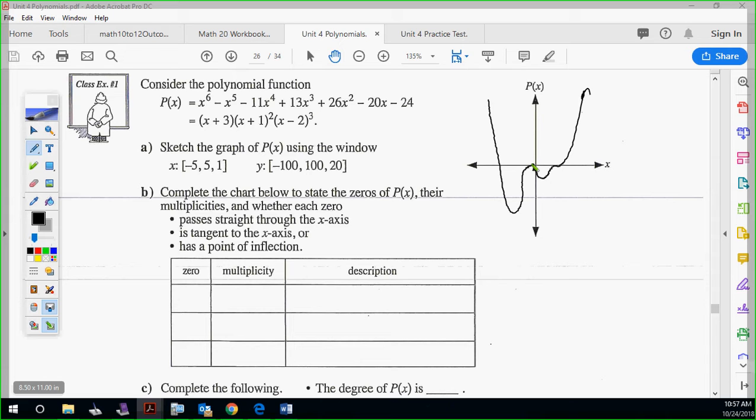Okay, complete the chart below. State the zeros of p of x, their multiplicities, and where each zero is. So zero number 1 we have is negative 3. I was looking at the wrong table. Say negative 3, good. And what's its multiplicity? 1, right? And so you see it just goes right through. Okay, passes right through.